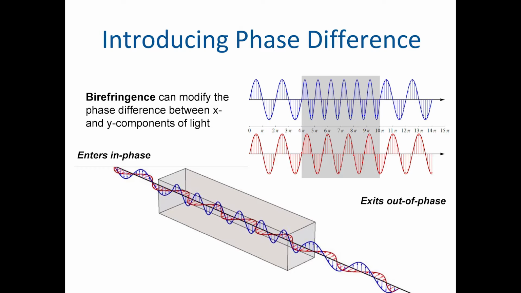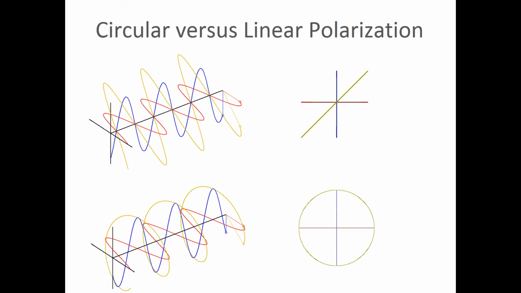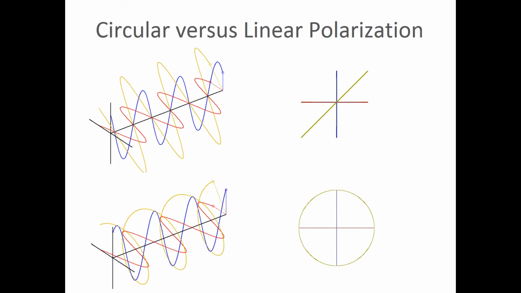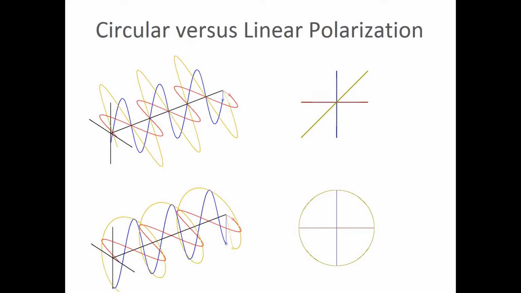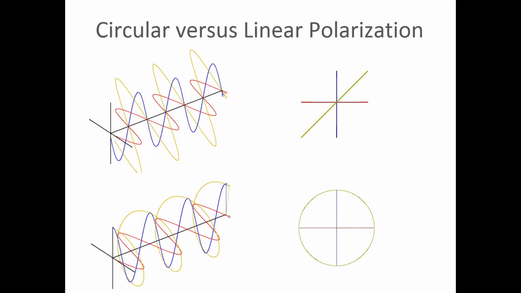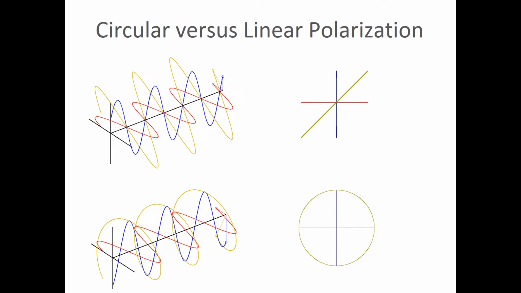So by the time they leave the crystal, we see that at the moment when they leave, the blue is at a 0 and the red is at a minimum. And so now we say they're out of phase. And you can see that that trend continues. When red is at a 0, the blue is at a peak or a minimum. And this leads to what we call circular polarization, or maybe some other polarizations basically. But circular polarization is the extreme.